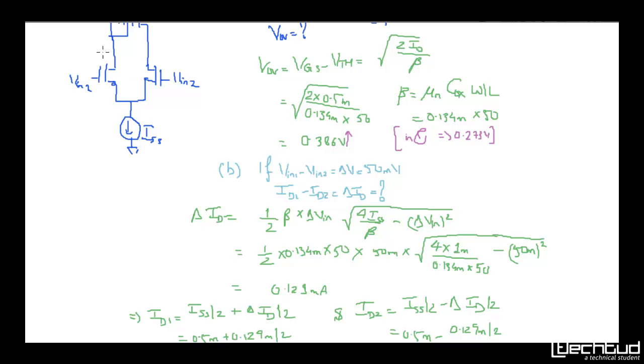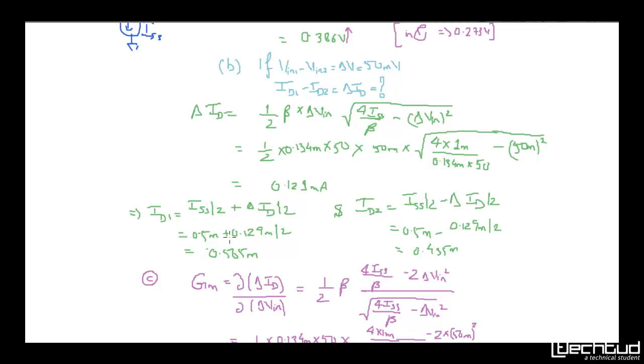Now what are ID1 and ID2 in that case? That is ISS by 2 plus delta ID by 2, and since V in 2 is less compared to V in 1, the current there will be less, so 0.5 milli minus delta ID by 2. When you solve it, you get the currents in both the ends, which come out to be 0.56 milliampere, and in the other end 0.435 milliamperes.